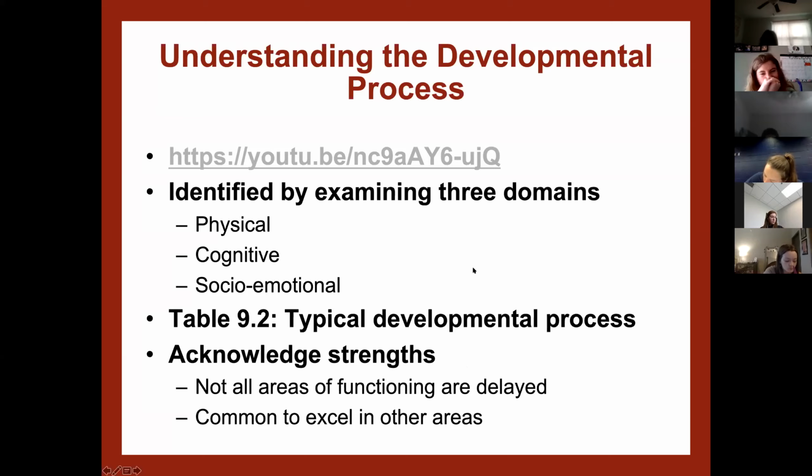One thing that we need to do with people with developmental delays is realize that not every function, not everything, is delayed. A lot of times they'll excel in other areas.